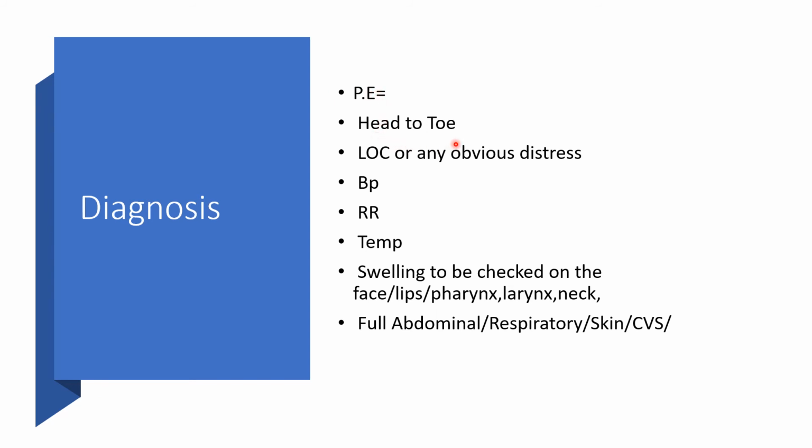Then physical examination, head to toe. I want to check where those swellings are. Then level of consciousness, any obvious distress in this patient, because when there's massive laryngeal swelling with hoarseness of voice, breathing difficulty, swallowing difficulty, that patient will be sweating and breathing with much effort. We check the BP, the respiratory rate, the temperature, let me just say vital signs. And swellings to be checked everywhere: the face, the lips, the pharynx, the larynx, the neck. Full abdominal examination, full respiratory examination, check the skin everywhere, and of course, cardiovascular system examination.